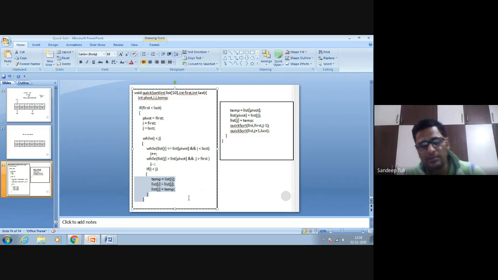I know that some confusions are there. You need to revise it actually. Once you need to read it yourself and track it yourself. Again, at the last, what we have done is we have called quick sort 2 times: list first to j minus 1, and list j plus 1 to last. So here first is the lower bound to position minus 1, and position plus 1 to last, which we saw there; initially I told you.